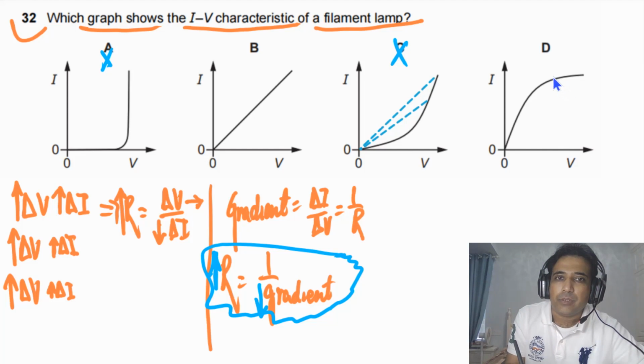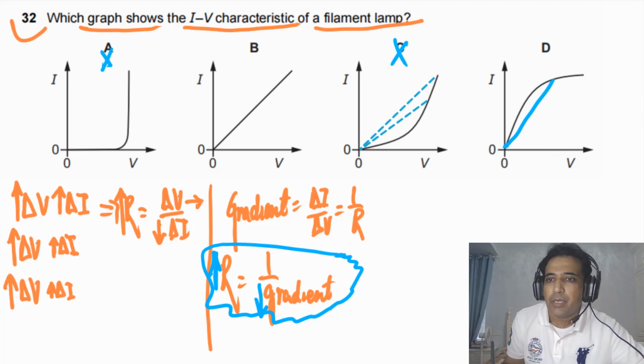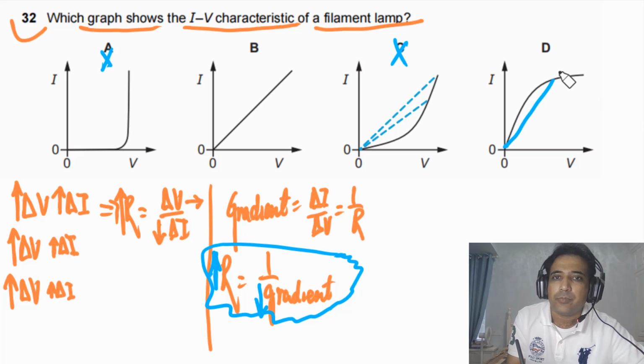And if we look at this graph, we can take 2 points. Let's say we take 1 point here, and we can take another point here. So in this case the gradient is decreasing, which means resistance is increasing. So the answer for this question is D.